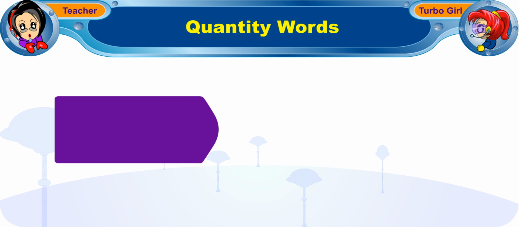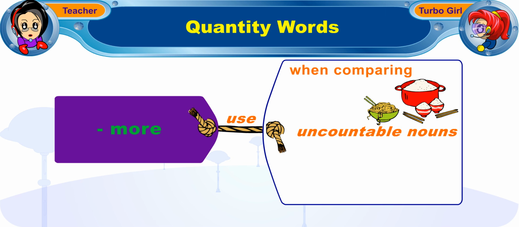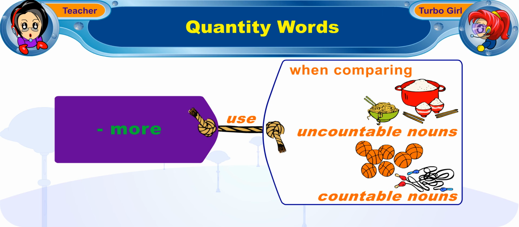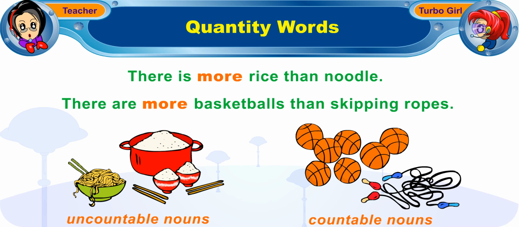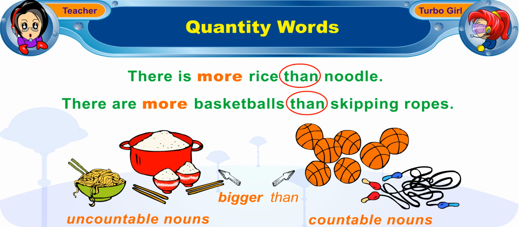Finally, we use more when we are comparing uncountable or countable nouns. For example, there is more rice than noodle, and there are more basketballs than skipping ropes. The sentence tells us that the quantity of rice is bigger than the quantity of noodle, and the quantity of basketballs is bigger than the quantity of skipping ropes. We must remember to write than between the two nouns that we are comparing.